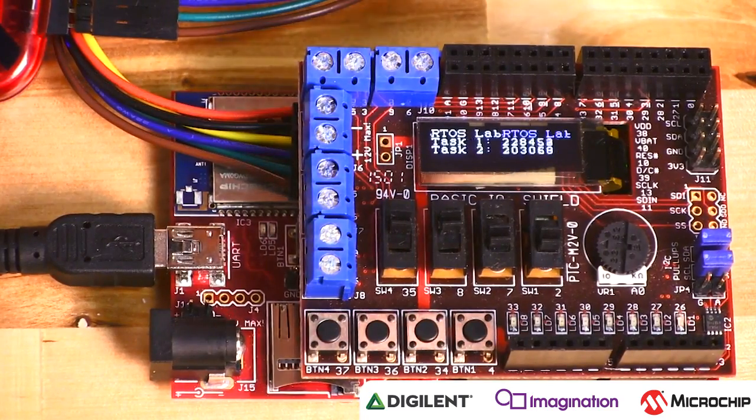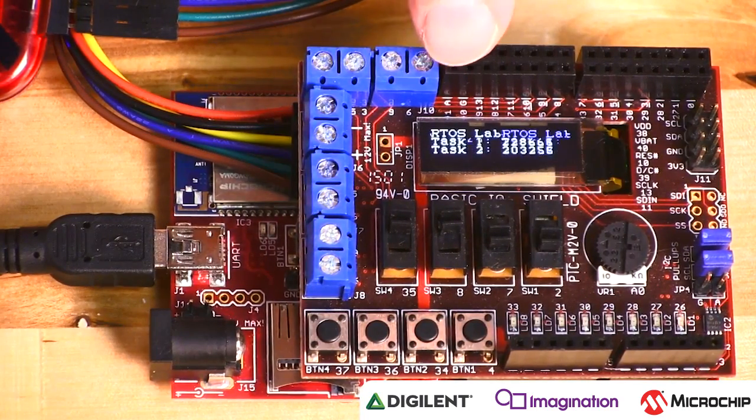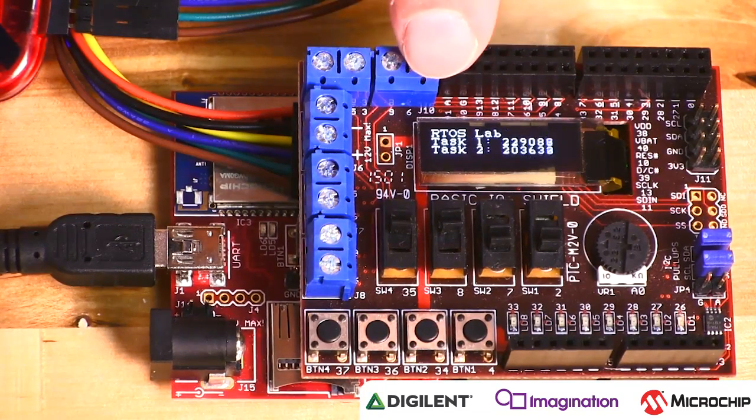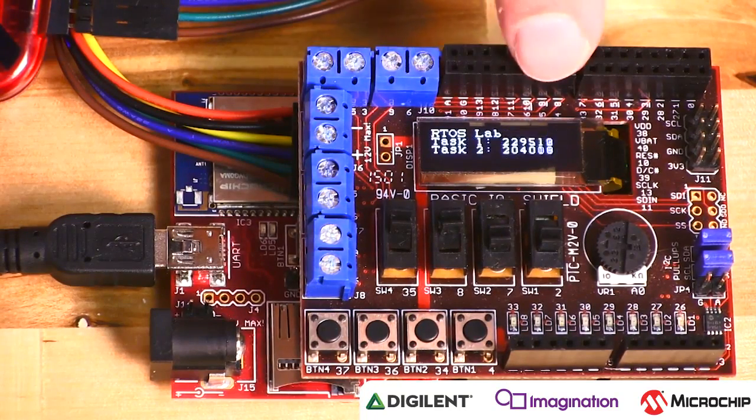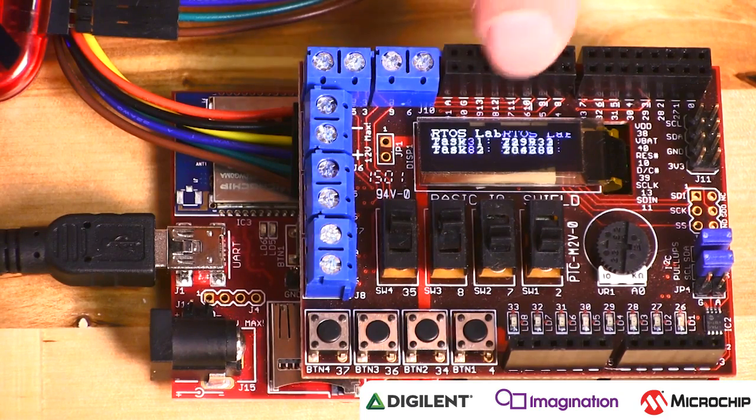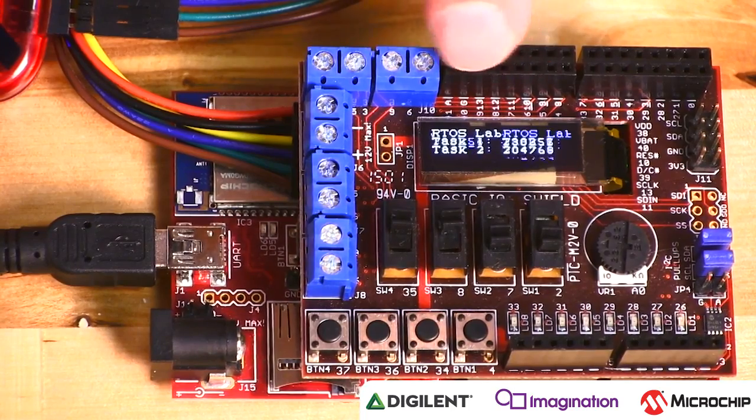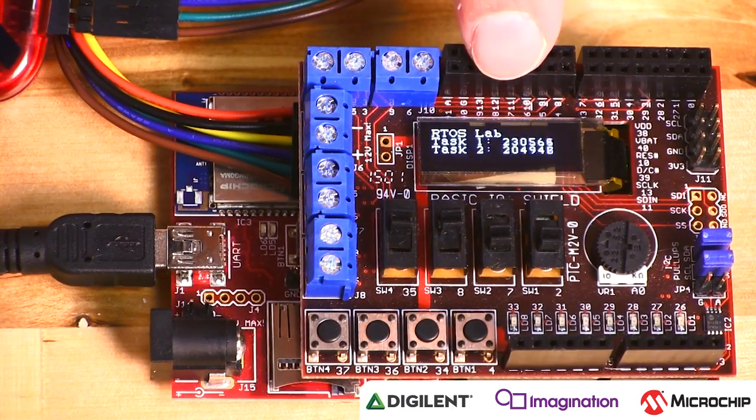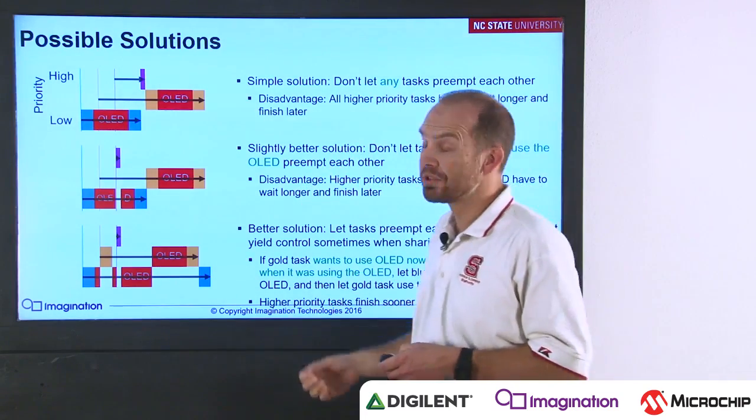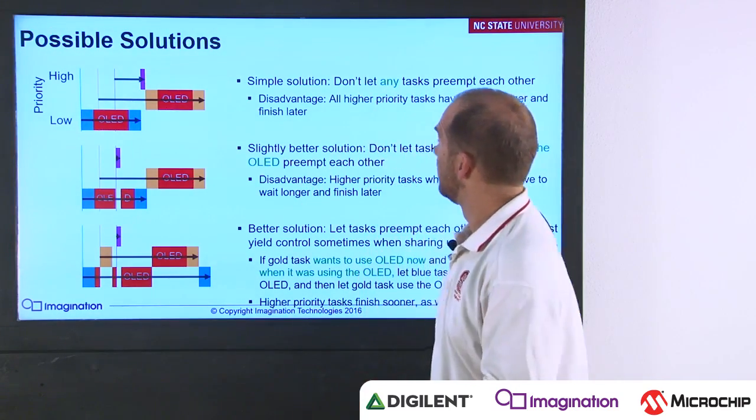So here we see an example of the OLED display being updated by multiple tasks. So the FreeRTOS real-time operating system is running, and we have several tasks that are trying to update the display. And you can see it keeps bouncing around and jittering. There's garbage coming in because the tasks interrupt each other as they update the display. With this motivation, we can explain different solutions for how to address this.